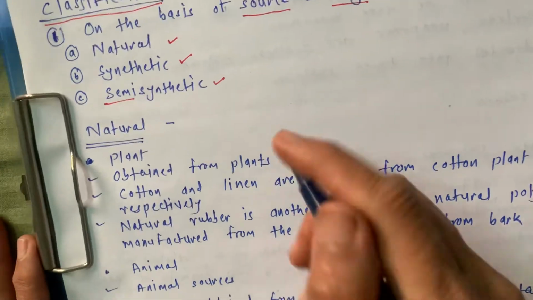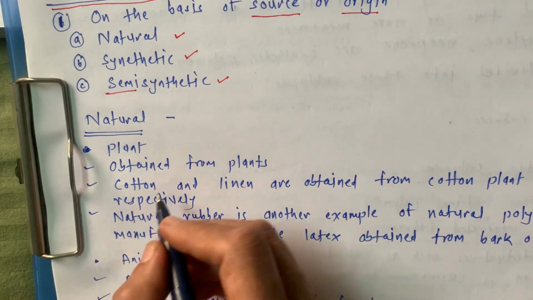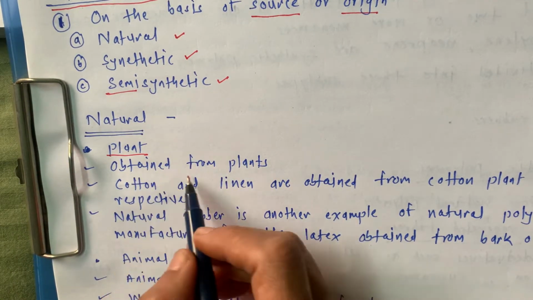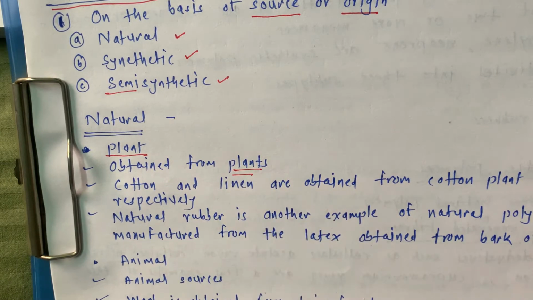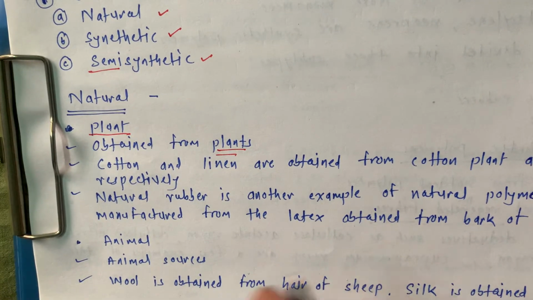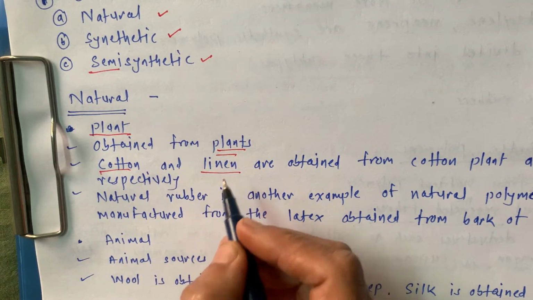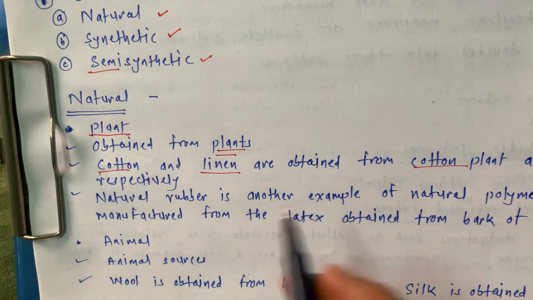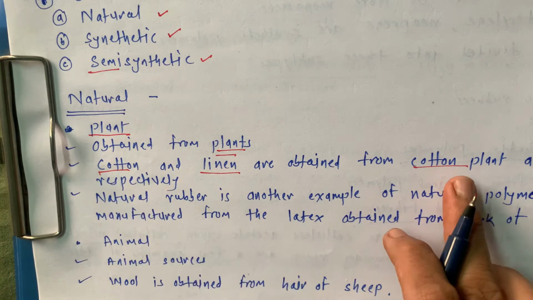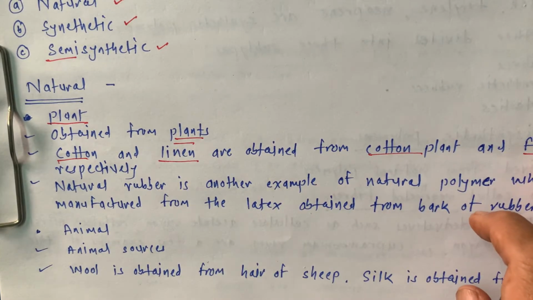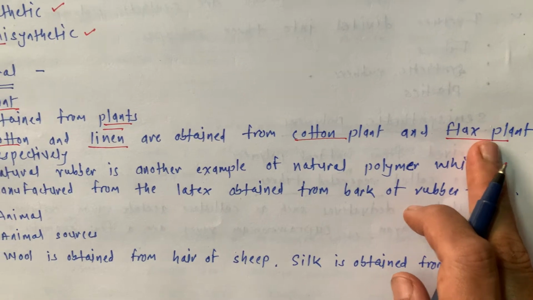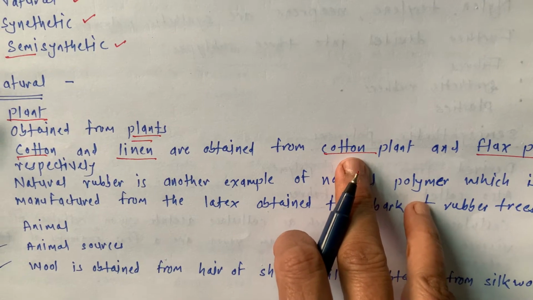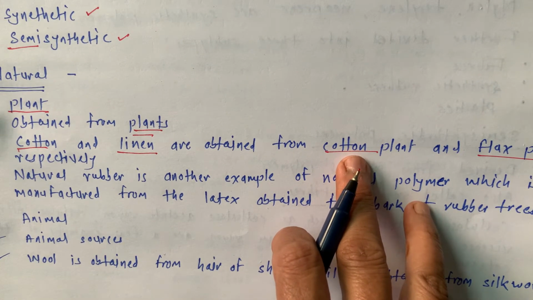So first of all we are going to see the natural ones. The natural source is plants, means we obtain it from plants. Very well known are cotton and linen. Cotton is obtained from the cotton plant and linen is obtained from the flax plant. We know the cotton plant very well, we can't just say a tree, it is a bush sort of plant.